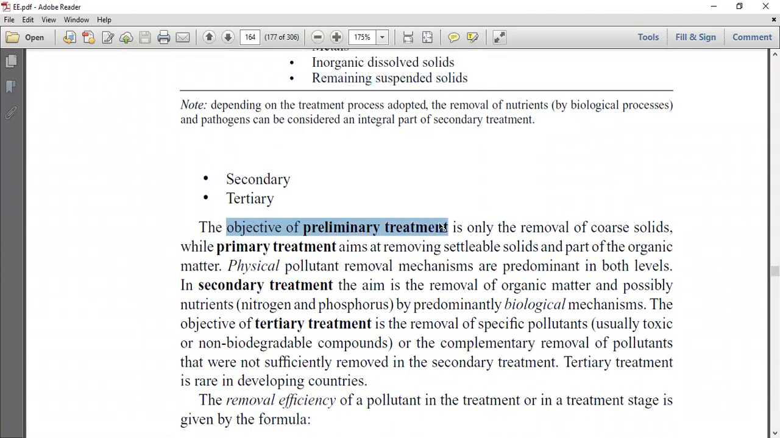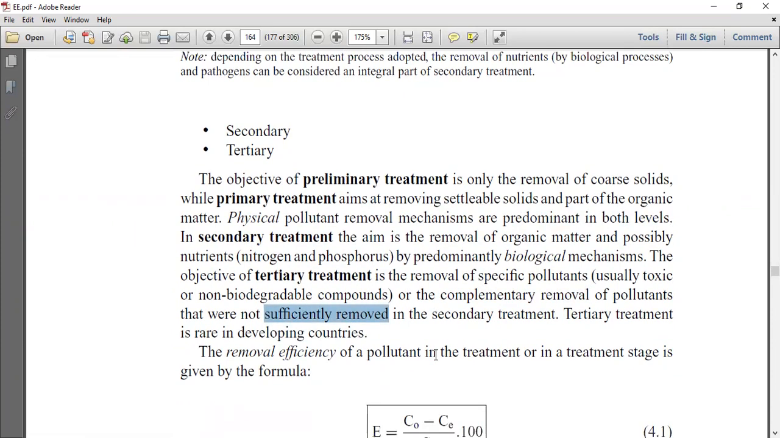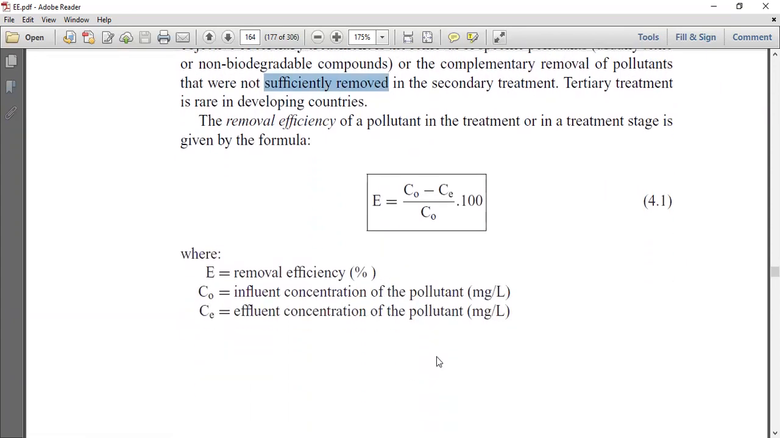The objective of the preliminary treatment is only the removal of coarse solids, while the primary treatment aims at removing the settleable solids and a part of the organic matter. Physical pollutant removal mechanisms are predominant in both levels. In the secondary treatment, the aim is the removal of organic matter and possibly nutrients by predominantly biological mechanisms. The objective of the tertiary treatment is the removal of specific pollutants, or the complementary removal of the pollutants that were not sufficiently removed in the secondary treatment. Tertiary treatment is rare in developing countries.